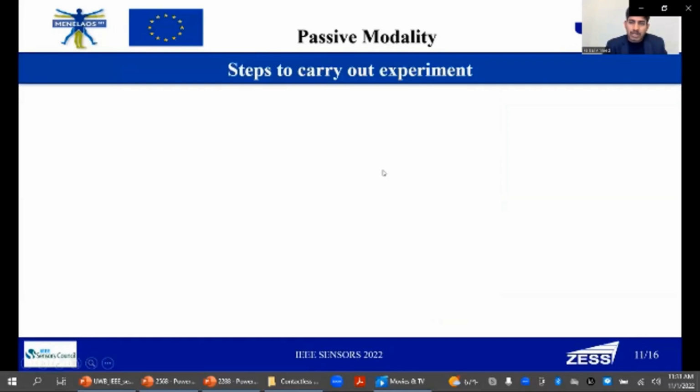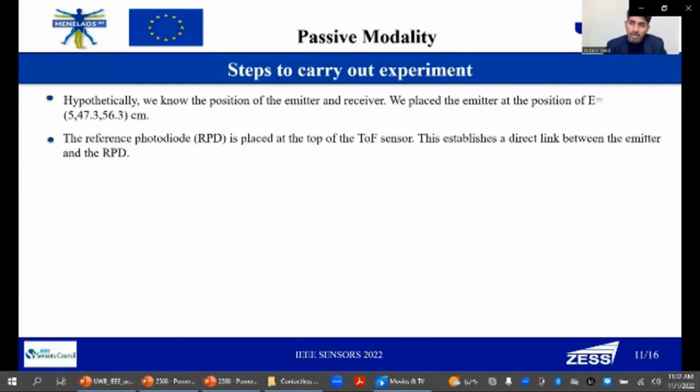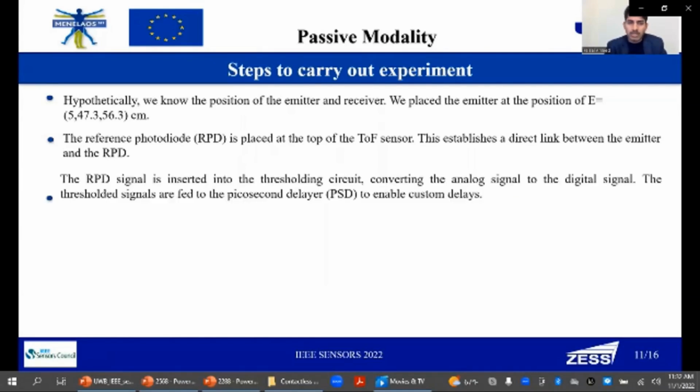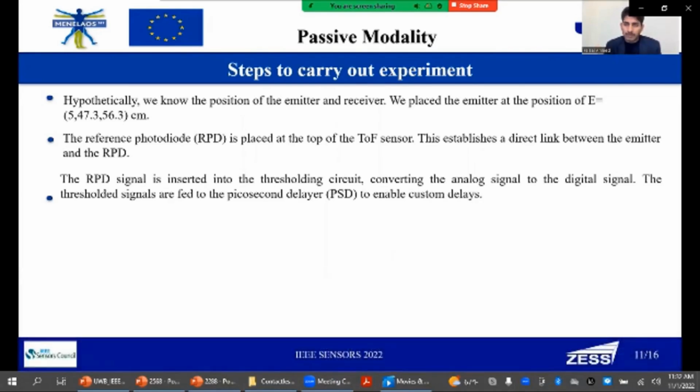Now there are a few steps that need to be carried out in the experiments. Hypothetically, we know the transmitter, emitter, and the receiver positions. So we place the emitter at a specific location, and the reference photodiode is placed on top of the ToF camera to establish a direct link between the emitter and the photodiode. This reference photodiode signal is inserted into the thresholding circuit that converts the analog signal into digital, because the evaluation board supports digital waveforms from 0 to 1.8 volts. The thresholded signals are then fed to the picosecond delay to enable the custom delays.